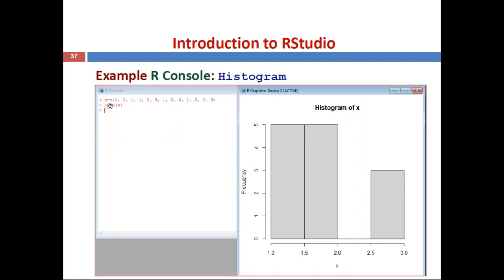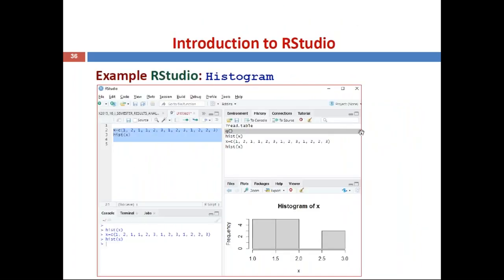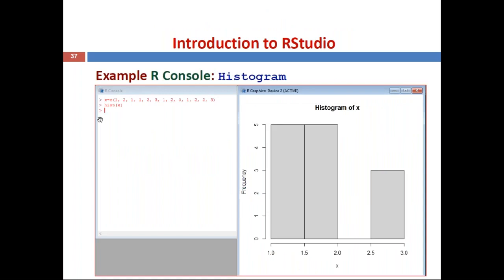Here the same thing you can execute in the R software console. So this is RStudio. The same we can execute using R. The commands are the same, but in the command line you can type x equal to c of, then HIST simply. After typing HIST of x, simply you can press enter, and the output is displayed here.